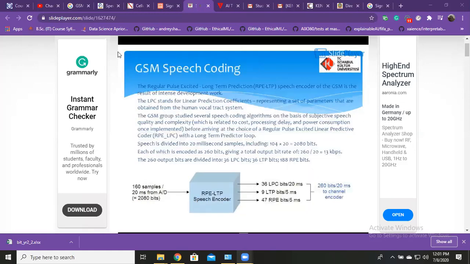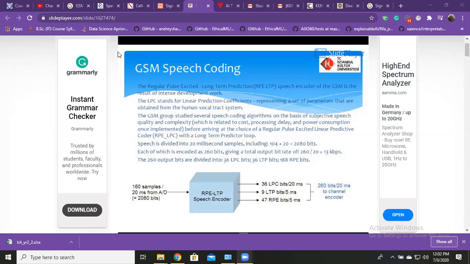GSM speech coding. The regular pulse excited, long-term prediction, RPE-LTP, speech encoder of the GSM is the result of intense development work. LPC stands for linear prediction coefficients, representing a set of parameters that are obtained from the human vocal tract system. The GSM group studied several speech coding algorithms on the basis of subjective speech quality and complexity, which is related to cost, processing delay, and power consumption once implemented, for arriving at the choice of a regular pulse-excited linear predictive coder, RPE-LPC, with a long-term predictor loop.